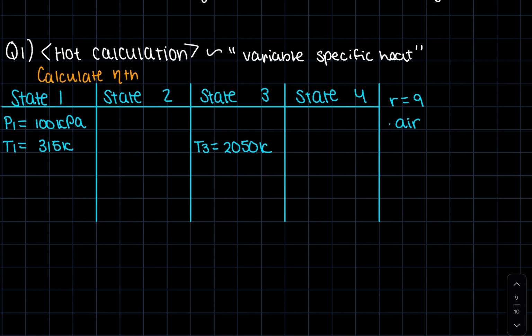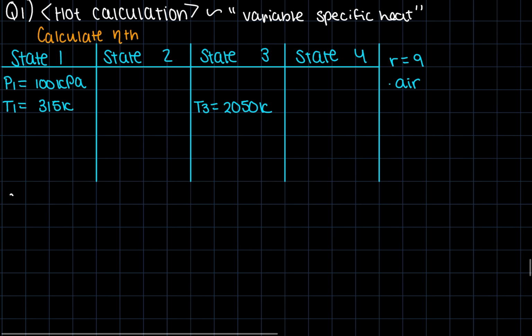Today we'll be doing a hot calculation, which if you see this in a question, they might say variable specific heat. And we'll be calculating the thermal efficiency. So at state 1, we're given pressure at 100 kPa, temperature is going to be 315 Kelvin, and at state 3, we're given the temperature at 2050 Kelvin. We're also given the compression ratio of 9 and the working fluid as air.